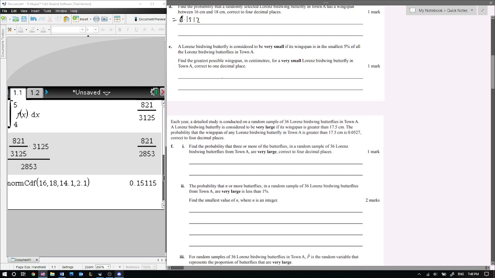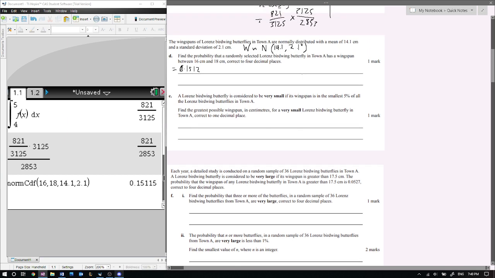Moving on. Question E. A Lorenz birdwing butterfly is considered to be very small if its wingspan is in the smallest 5% of all the Lorenz birdwing butterflies in town A. So, find the greatest possible wingspan in centimeters for a very small Lorenz birdwing butterfly in town A.